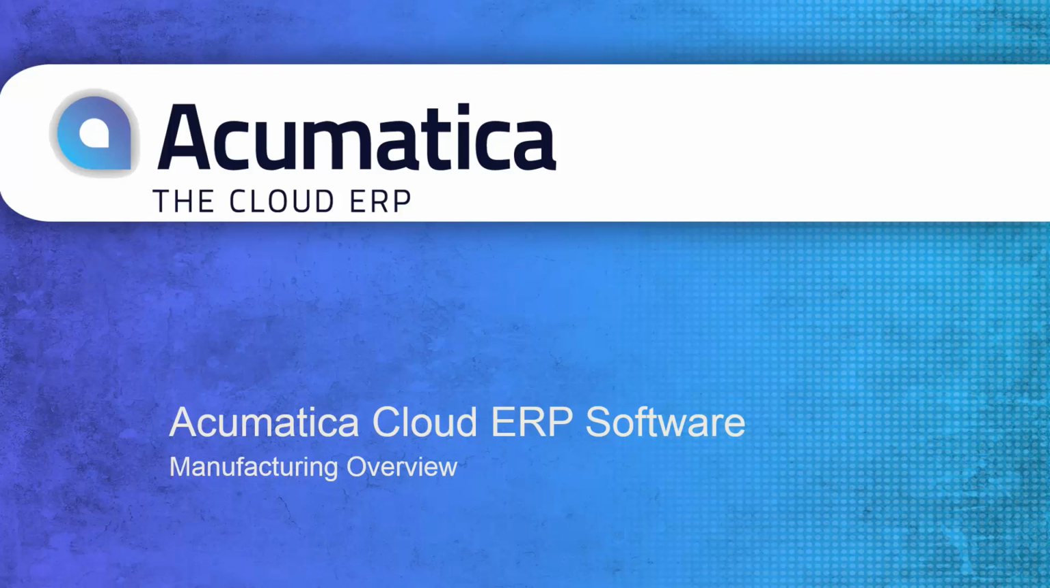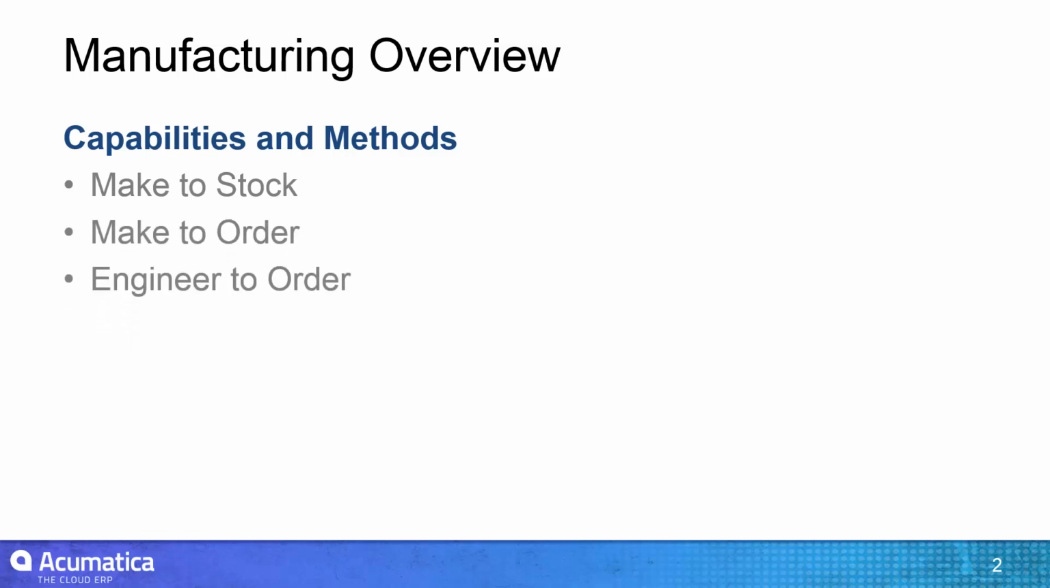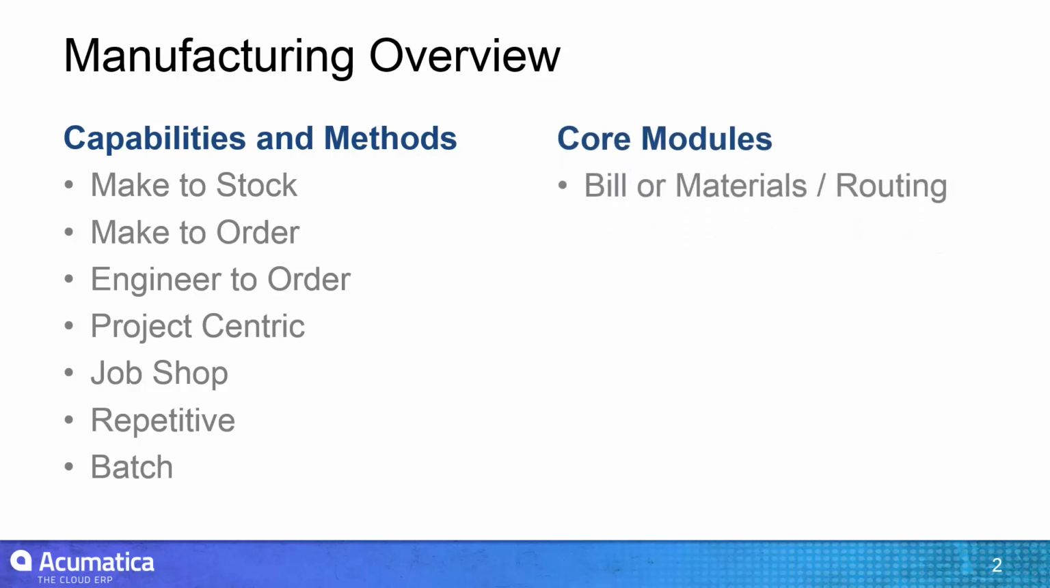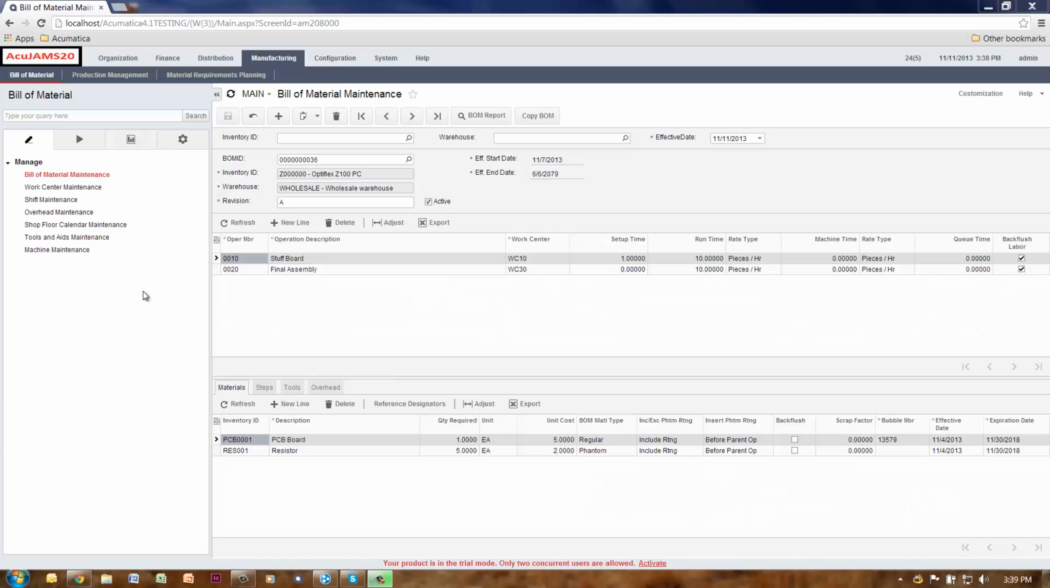It integrates with all Acumatica suites to deliver a powerful and complete solution for make-to-stock, make-to-order, engineer-to-order, project-centric job shop, repetitive, and batch manufacturing companies. The manufacturing suite includes the following modules: Bill of Materials, Production Management, and Material Requirements Planning. Let's look at some of the functionality.